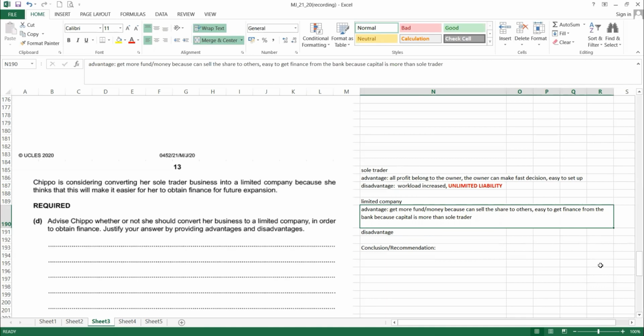Okay, other than that, what else about the limited company? About the shares, you can sell shares. What else? It is easier to get financing.